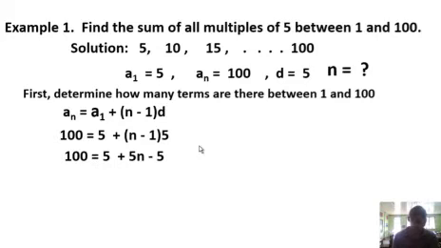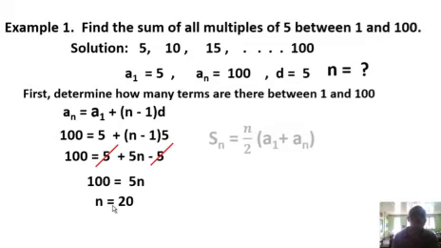Solving for n in this equation in one unknown, distribute 5. Then cancel out 5 and negative 5. Then solve for n. Divide both sides by 5 so that we get the value of n. So n is equal to 20.